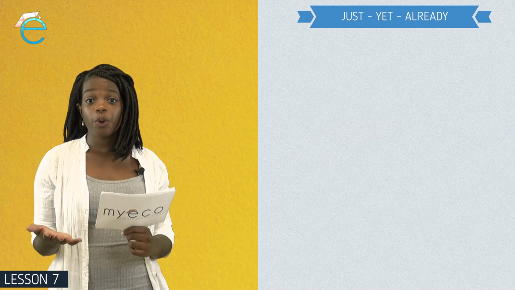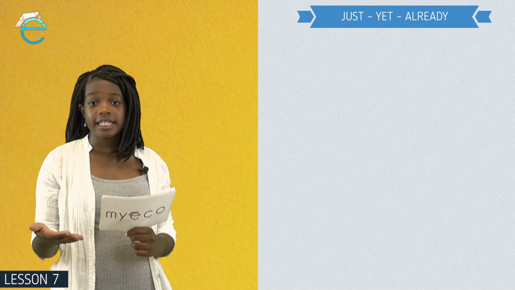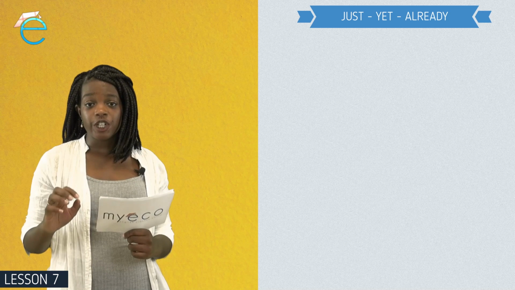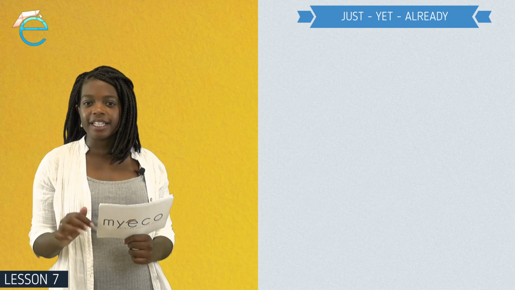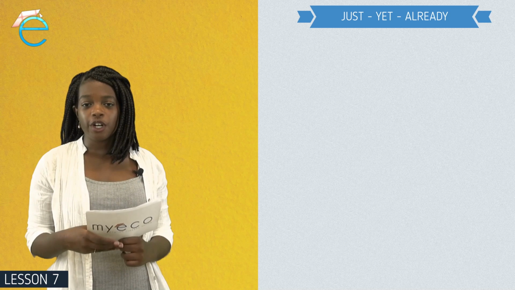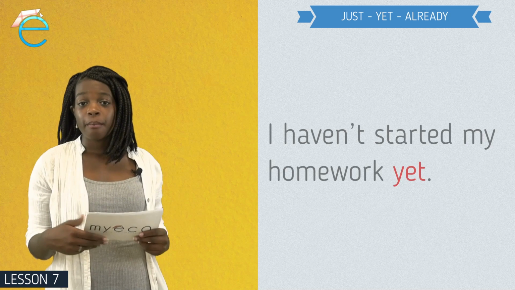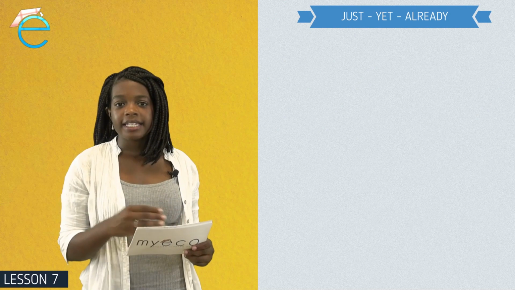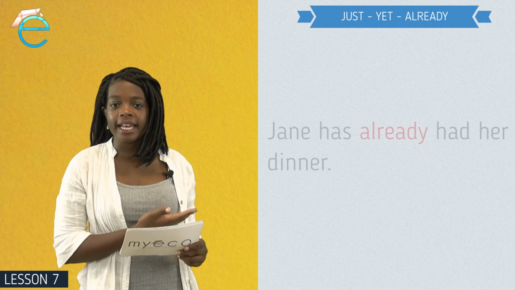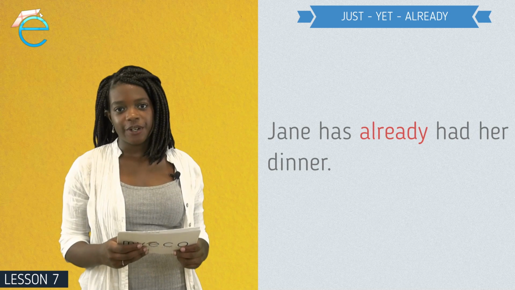When it comes to the word yet, we use it in sentences when the action has not happened, and it is normally in negative sentences. So, for example, I haven't started my homework yet. I haven't begun, negative. Our last one, already, shows us something that has happened a while ago. So Jane has already had her dinner.